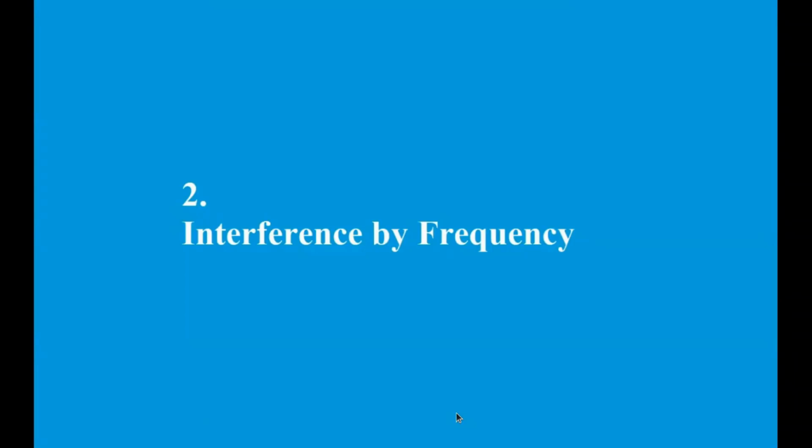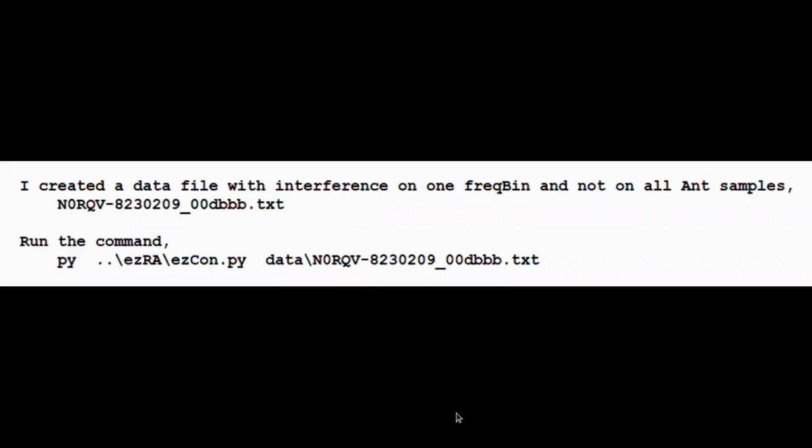We've been studying interference by sample numbers. So that's more like a vertical line. Horizontal lines would be interference by frequency. So I created an example. It has a funny name on the end, but it's the same February 9 data file that's been modified a couple of times with ezFix.